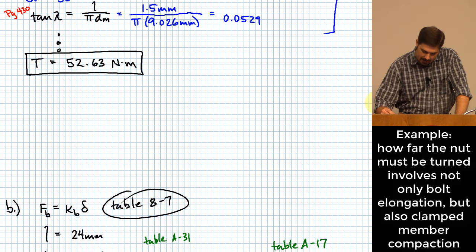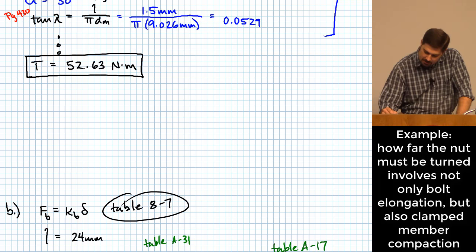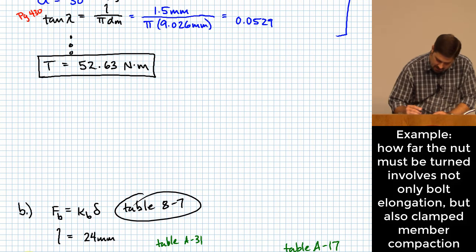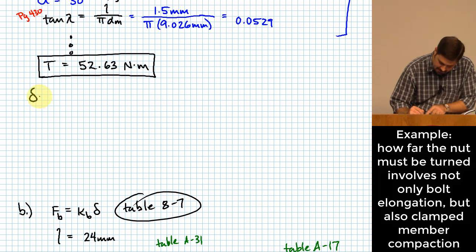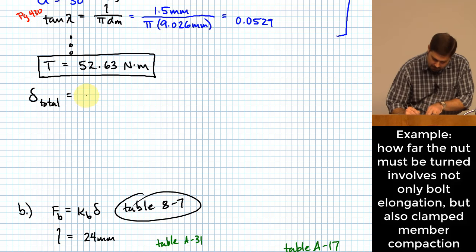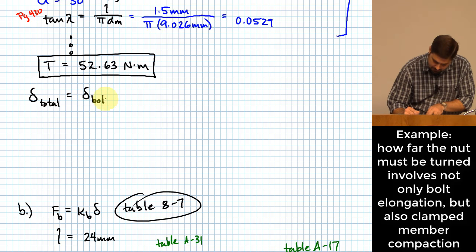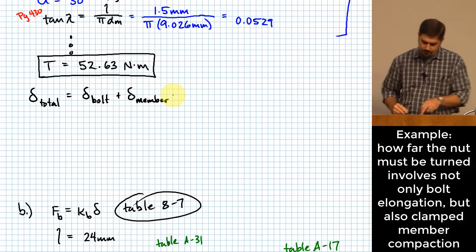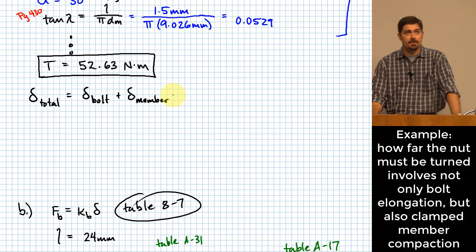Well, the total amount that you have to turn the nut, the second part of part C, I'll call this delta total, is going to be equal to the delta of the bolt plus the delta of the clamped material. Well, how do I get the delta of the clamped material?